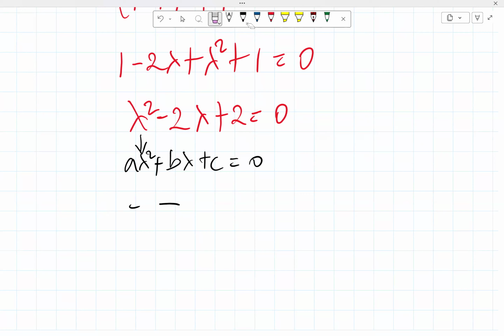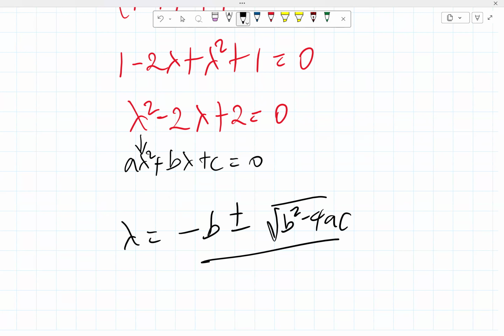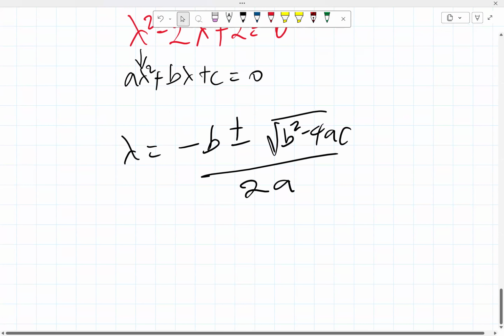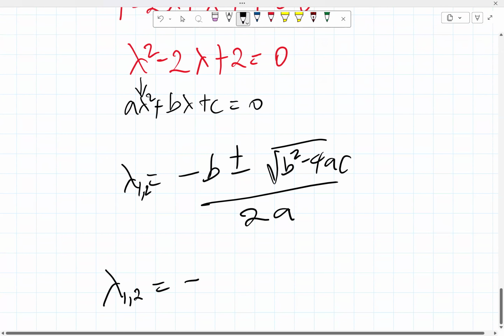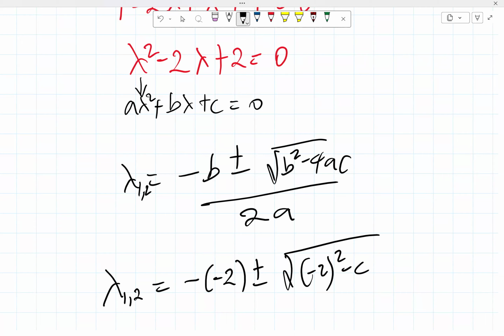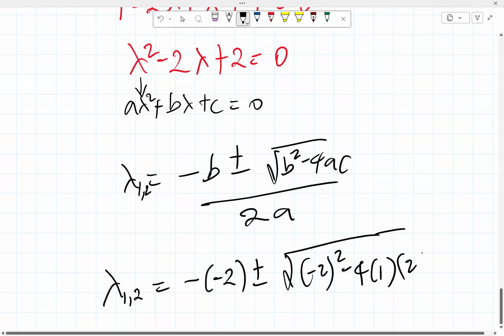Okay, so if we use this idea, we know that lambda is equal to minus b, plus or minus the square root of b squared minus 4ac, all over 2a. That's looking up for the Jacobian now. So we have lambda 1, lambda 2, which is equal to minus b. Our b here is minus 2, so that's minus minus 2 plus or minus the square root of b squared, that's minus 2 squared, minus 4 into 1, that's a, and c is 2, all over 2 times a, which is 2 times 1 again.